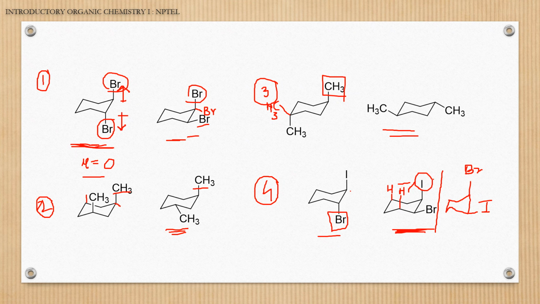But ma'am, in case of the equatorial position, if the bond length is longer, then the interaction between the carbon atom and iodine will be reduced when we are comparing carbon and bromine, right? So why can't we consider the equatorial position?